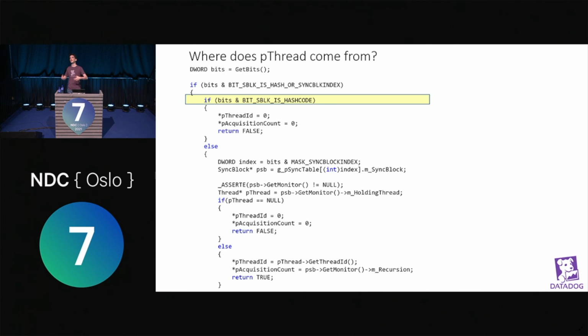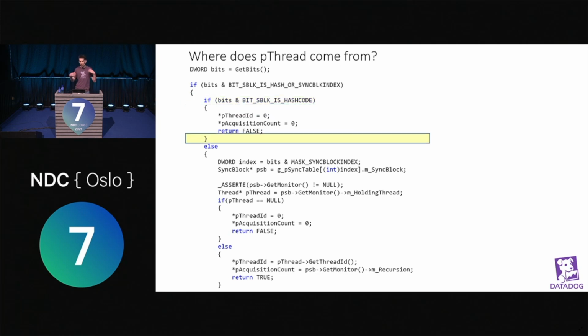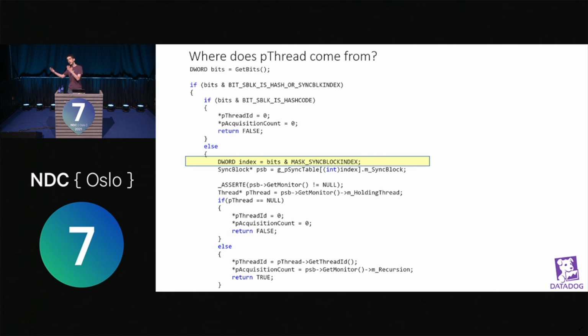We know that is the case because if that wasn't, then we would have executed the else part of the if, and so we wouldn't have gotten to the crashing instruction. And so then we check the flag that indicates whether it's a hash code. We know that's not the case, otherwise we wouldn't have gotten to the crashing instruction. And so at this point, we know that the header is storing the index of a SyncBlock.